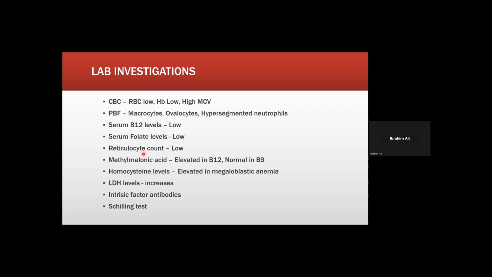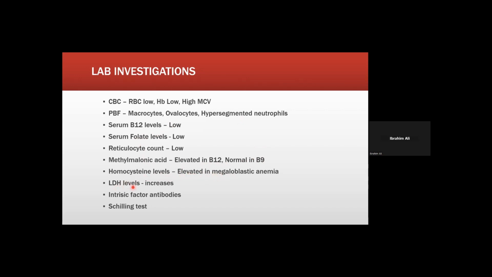Reticulocyte count will also be low. And we have the test called methylmalonic acid, MMA, sometimes they write that in short. Methylmalonic acid will be elevated in B12 deficiency, but normal in folate deficiency. In the case of homocysteine levels, both will be elevated, as in megaloblastic anemia. What I mean is that in both B12 and B9 deficiency, it will be elevated.